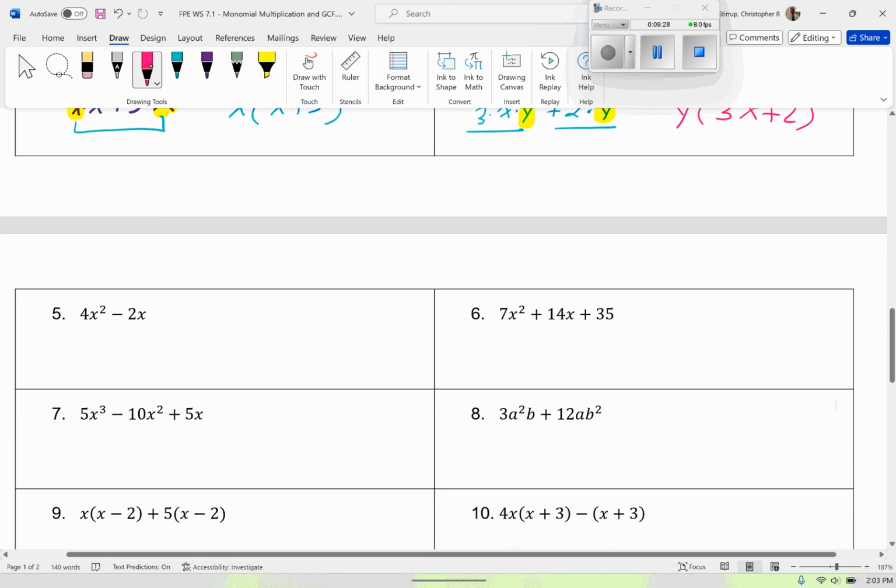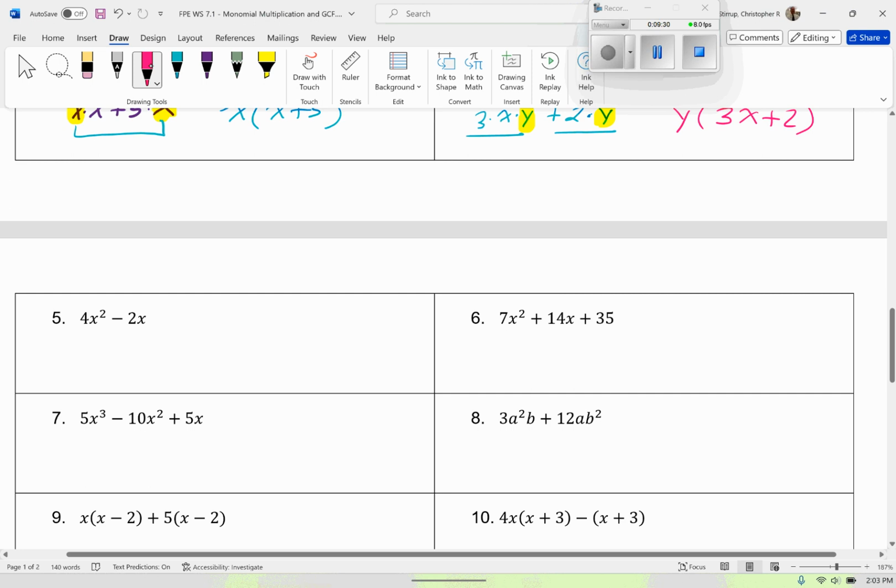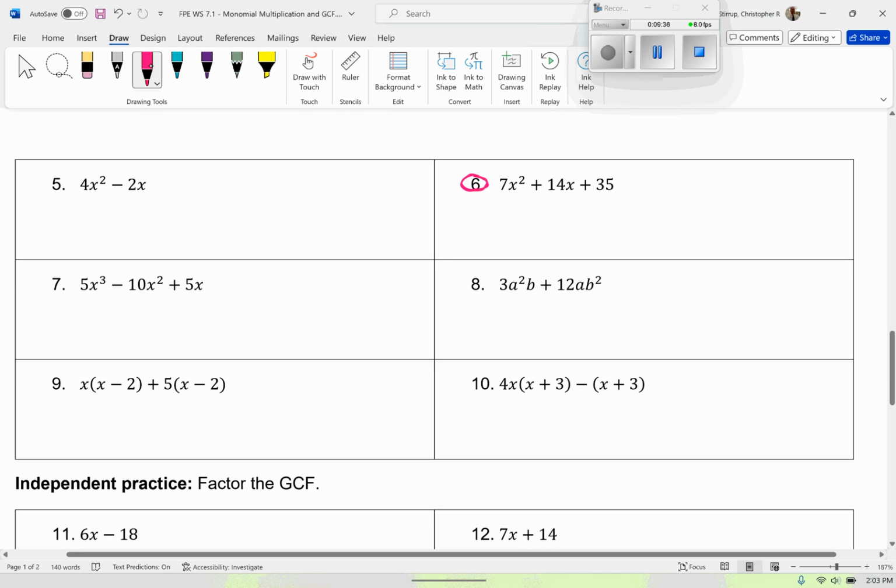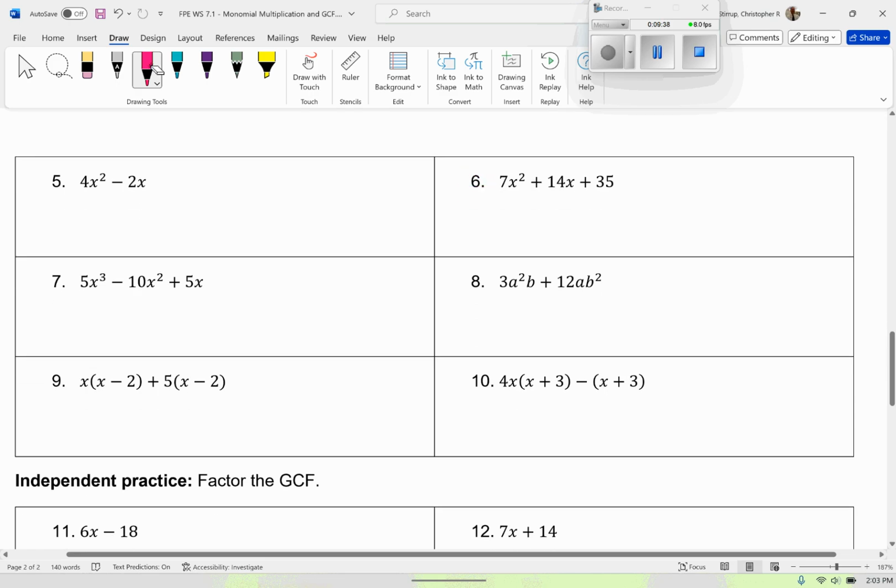So let's take a look at number 6. You with me so far? Actually, we're going to do all these. We'll do them all. All right, so problem number 5. Is 4 the same thing as 2 times 2? And is x squared the same thing as x times x? Is 2 times 2 4? Is x times x, x squared? Yes. And then I have 2 times x.